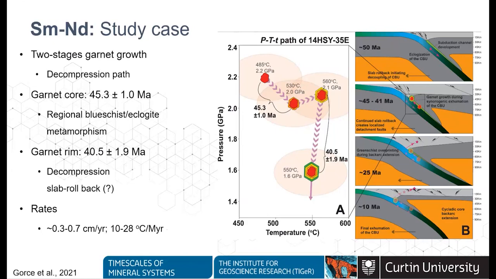And by using PT conditions and the ages, they are able to calculate exhumation rates. So it goes from approximately 0.3 to 0.7 centimeters per year, and a geothermal rate of 10 to 28 degrees per million years. So that's what I think is the beauty of geochronology in metamorphic rocks, that we can couple the processes with the ages and petrological events.